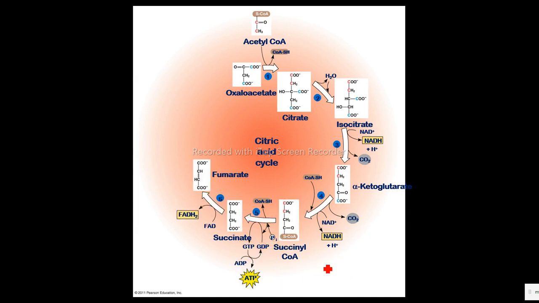Then finally, the succinate that is formed will undergo oxidation, where it will release the hydrogen ions, and the hydrogen ions will be taken up by FAD, the flavin adenine dinucleotide, to form fumarate, and then fumarate is hydrated to form malate, and finally malate is oxidized to form our oxaloacetic acid, and the cycle completes itself.